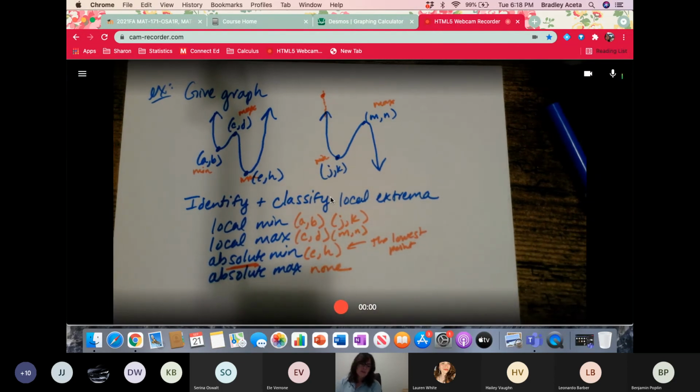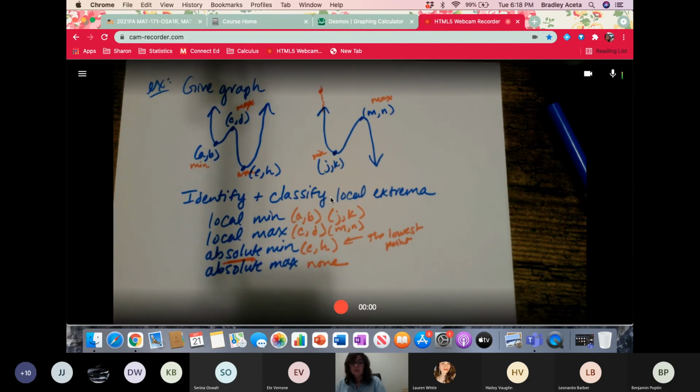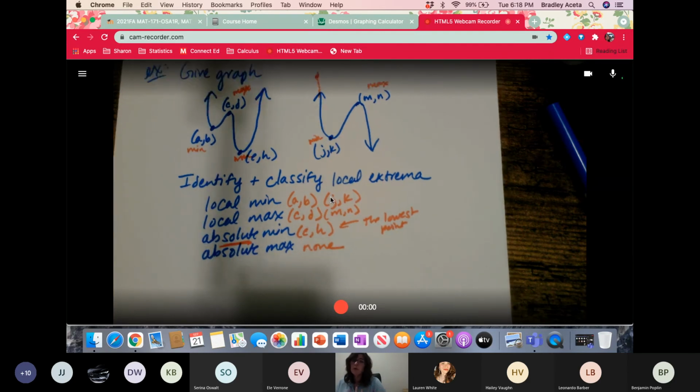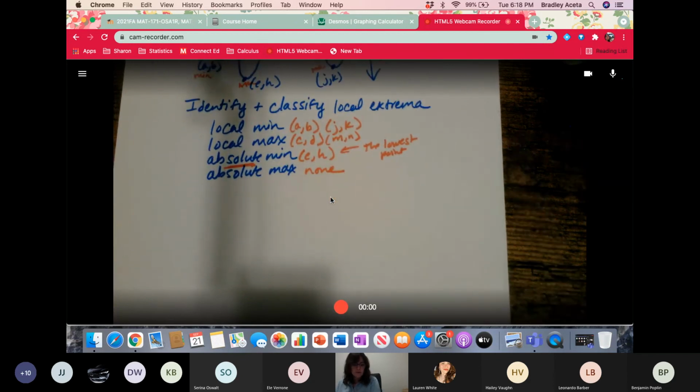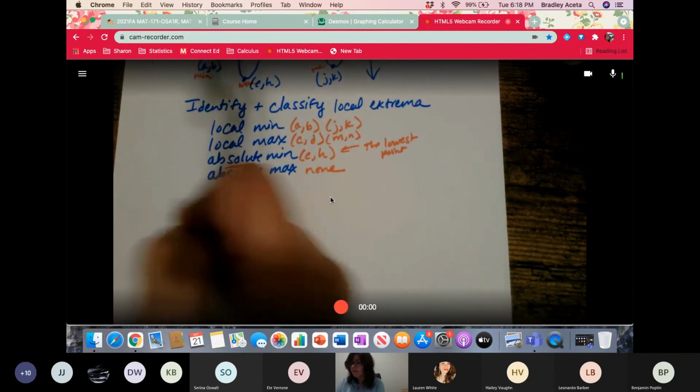So there's no absolute max or min. And like I said, if you have a question just like that, it's super, super simple. Just concentrate on whether it's a low point or a high point. Is it the lowest point? Is it the highest point? That would be the difference between being an absolute min and max as opposed to a local min and max.